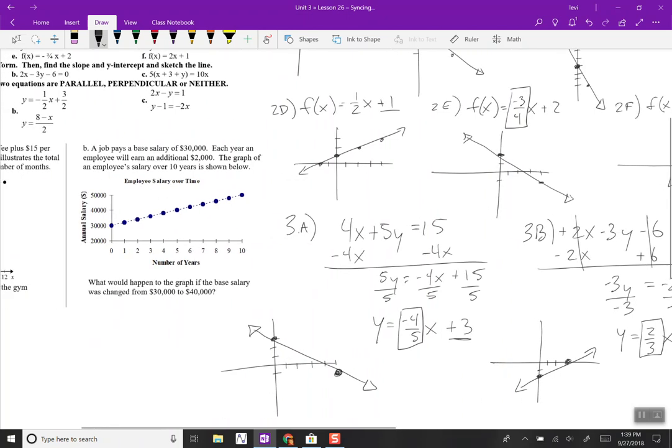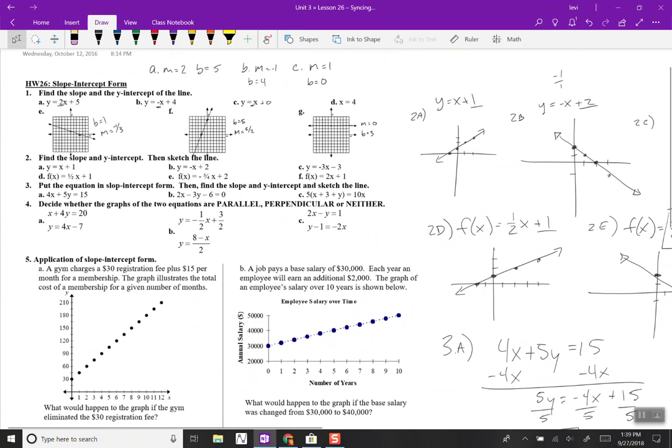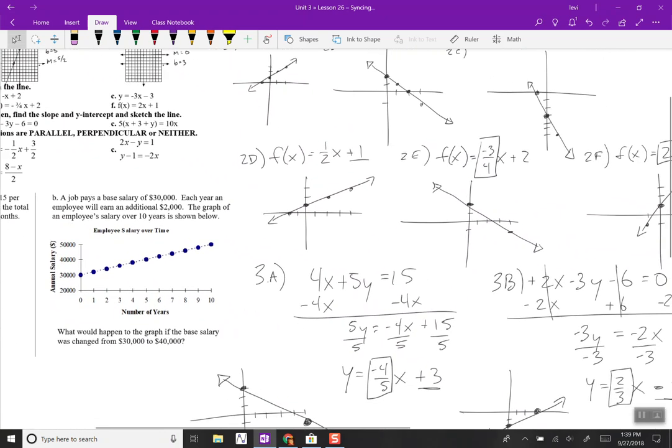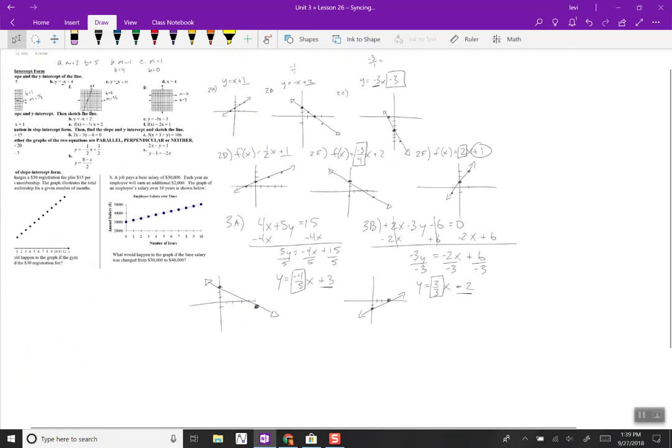3c. Oh, 5 times the quantity x plus, geez, okay. Let's erase some stuff. We'll do this.